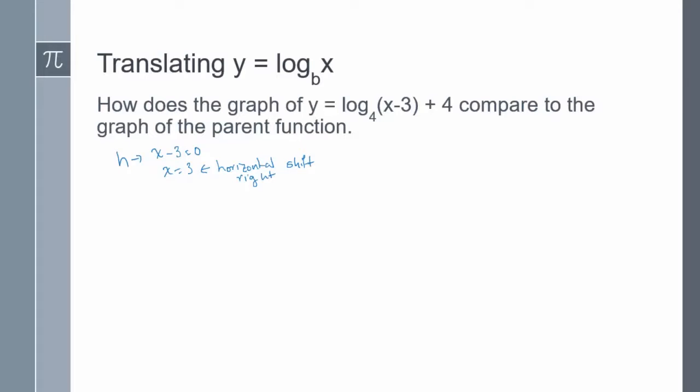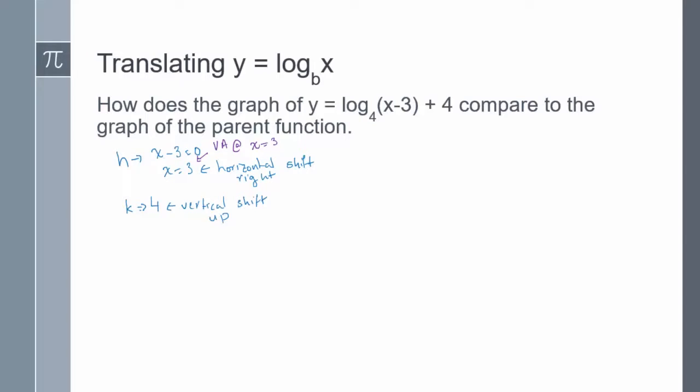To find h, set x minus 3 equal to 0 and solve for x. We get that x is equal to 3. So we have a horizontal shift to the right by 3 units. Our k value is this positive 4 over here, so we have a vertical shift up by 4 units. I do not have an a value, so there is no reflection or dilation of this graph.